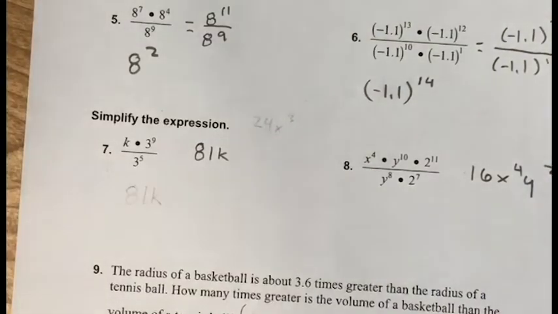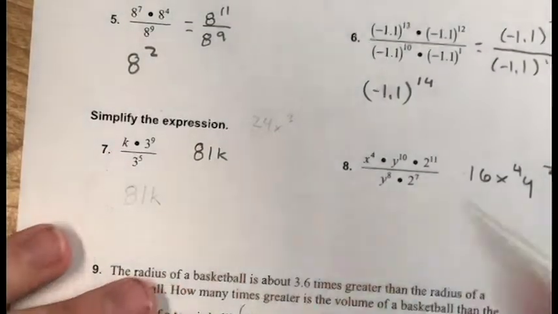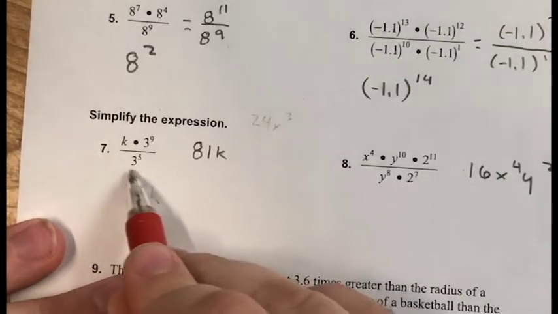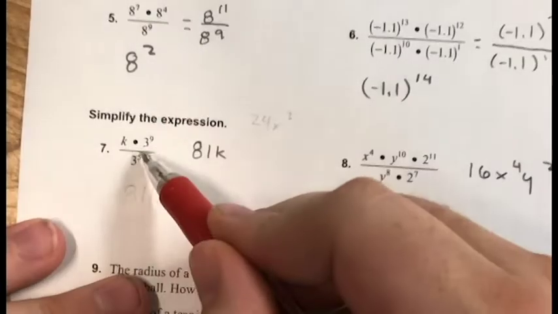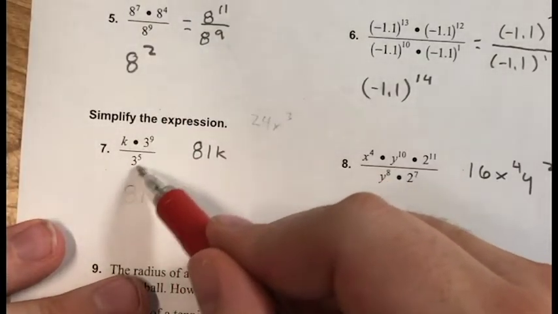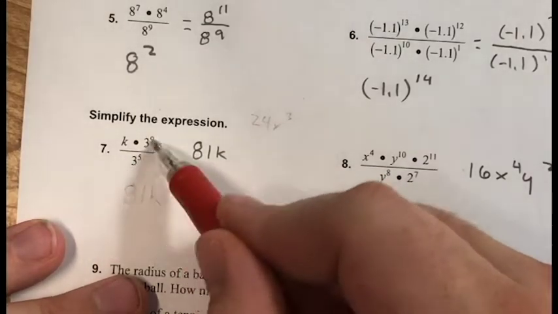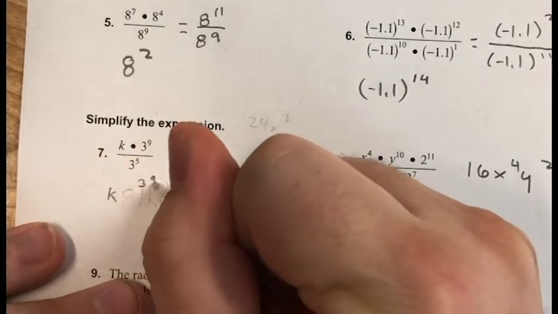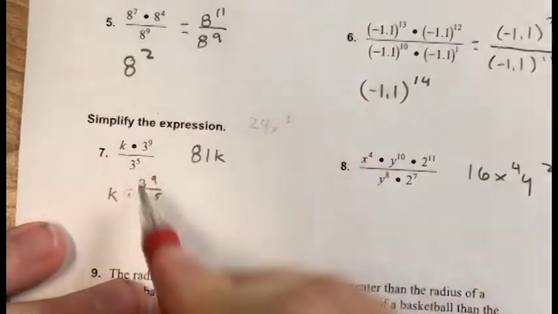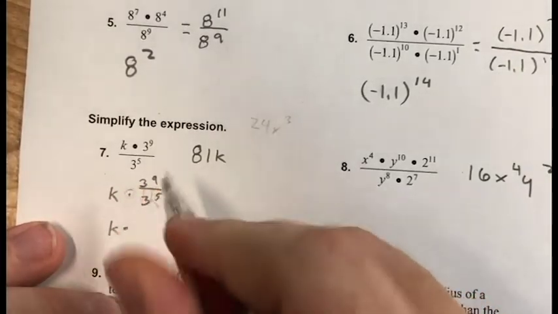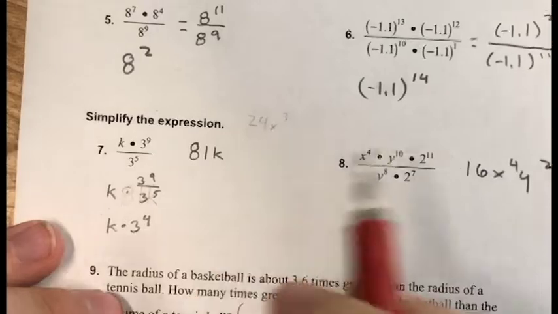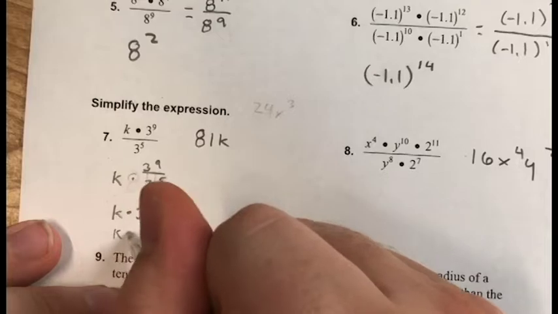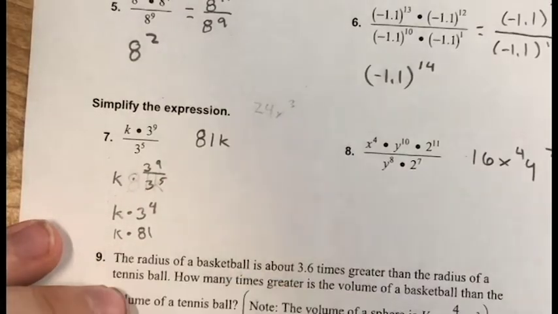All right, 7 may have stumped you just a little bit, but let's talk about it. I cannot do anything in the numerator because these do not match. There's nothing else I can do in the denominator. However, I can combine these terms right here because they have the same base. So I can rewrite this as k, and then 3 to the 9th and 3 to the 5th. Well, what's this give me? That's k times 3 to the 4th power. Okay, now what's 3 to the 4th power? Happens to be 81. And what's k times 81?